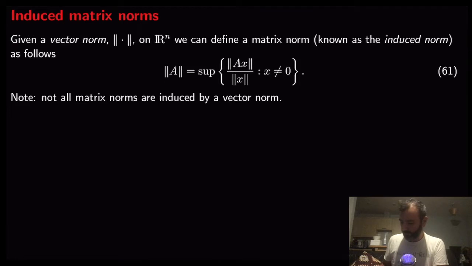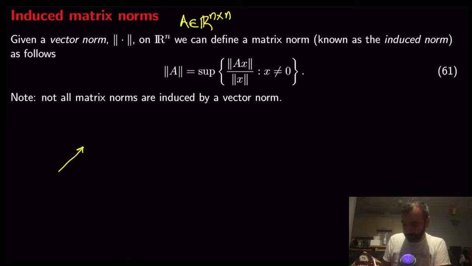So here on this slide, I have assumed that A is a square matrix, n by n. And I'm saying, if I give you a norm, a vector norm on R^n, can you construct a matrix norm? And the answer is yes. Given a vector norm, we can construct a matrix norm. This is known as the induced norm. Don't look at the formula. I want to explain this to you mainly.